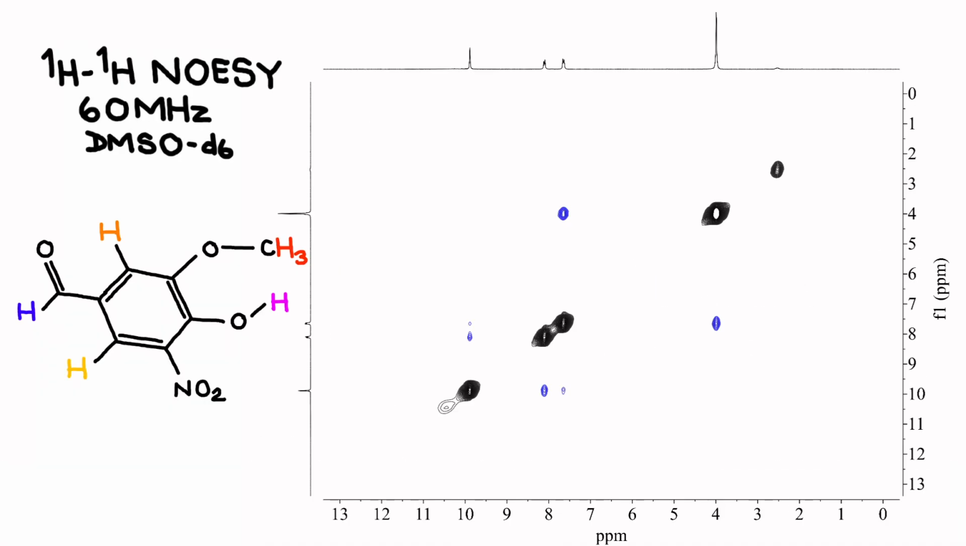A 2D NOESY experiment confirms this assignment through space. The methoxy protons show a cross peak to the adjacent aromatic proton, and the aldehyde proton shows a correlation to both aromatic protons, which is consistent with the expected structure.